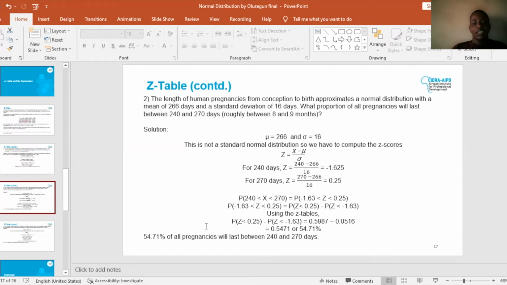Using the z-tables, the probability of z less than 0.25 is 0.5987, while the probability of z less than minus 1.63 is 0.0516. So we subtract the values and we get 0.5471, or 54.71%. Now, 54.71% of all pregnancies will last between 240 and 270 days. That's the second example. Hope that's clearly understood. We can pause and go through it over and over to understand the intuition behind the example.